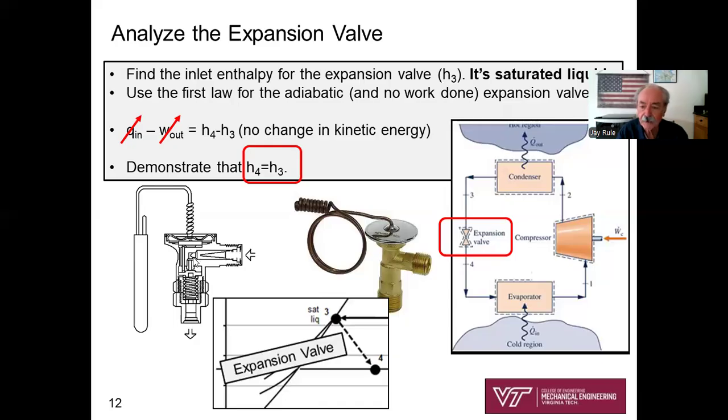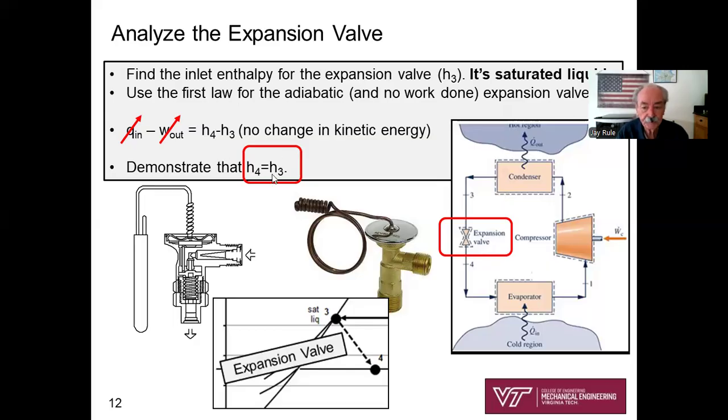For the throttling valve, if we write the first law, do you see a weight being lifted? No. Do you see a shaft coming into or leaving the valve? No. So there is no work out, no W dot over M dot. We're going to say that this valve is fully insulated, which is a good model. So the first law, little q in minus little w out, both are 0, equals H4 minus H3, as long as there's no change in kinetic energy, and it said that in the problem statement. So we're going to demonstrate that H4 equals H3.